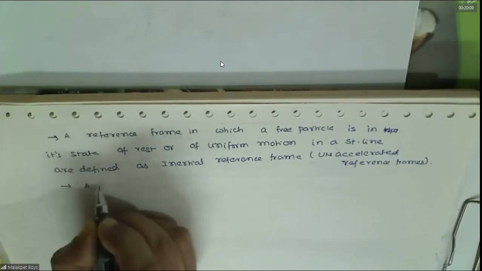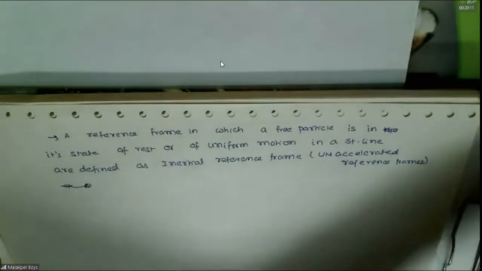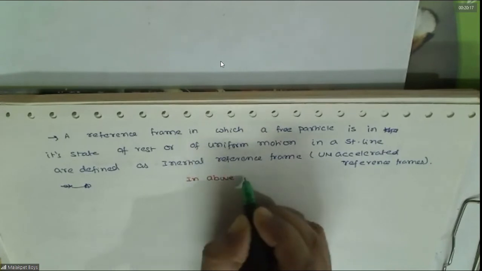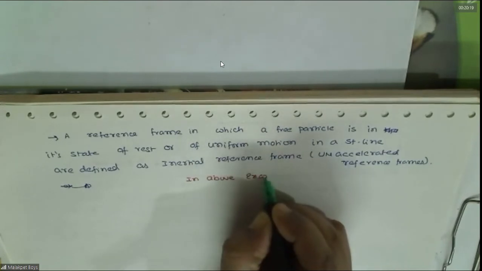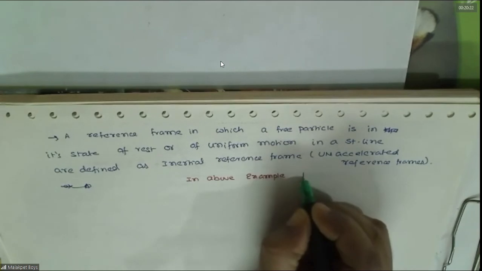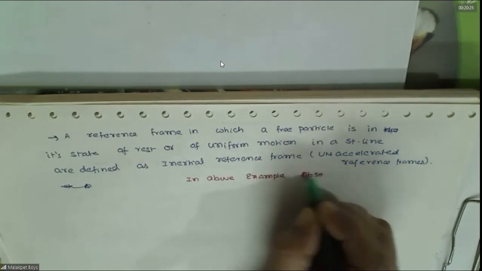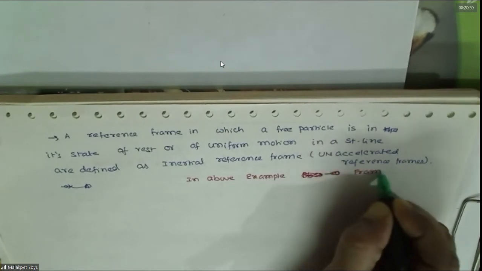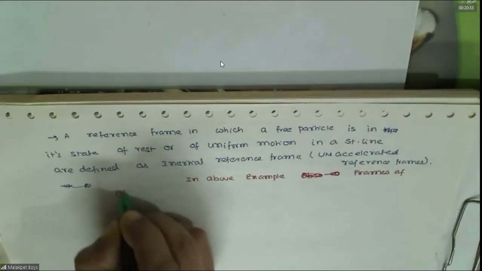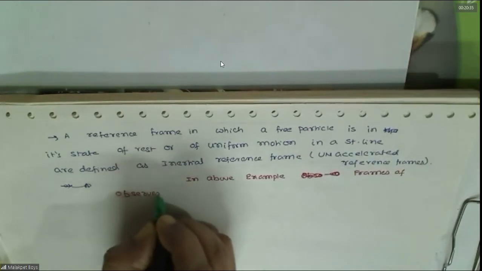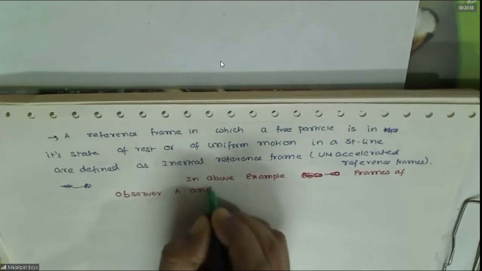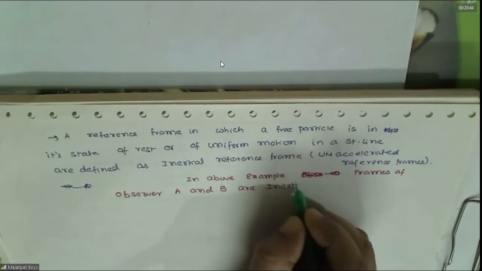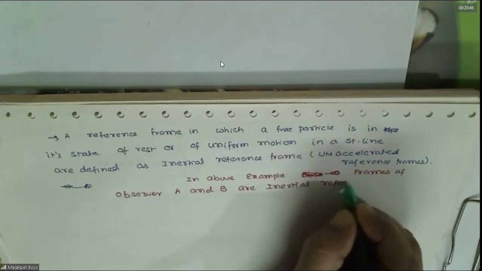Similarly, frames of observer A and B are inertial. Agreed? Yes, sir.